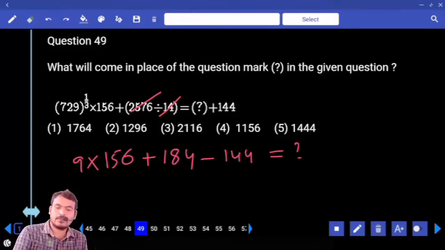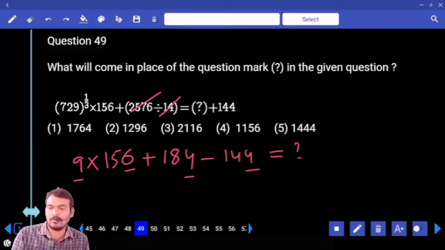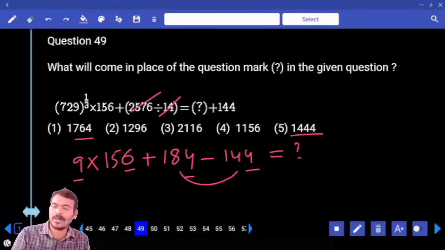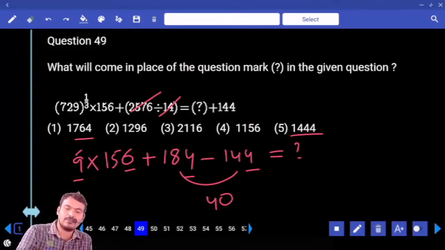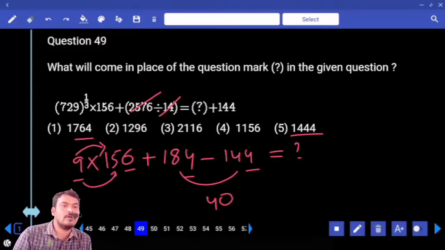Okay. First 9 into 6. 54. Ending with 4 or not? 4 minus 4, 0. How many options are ending with 4? 2 options or only 1 option? 2 options. 184 minus 144 means what is the difference value? 40. 9 into 156. 9 into 100, 900. 9 into 50, 450.